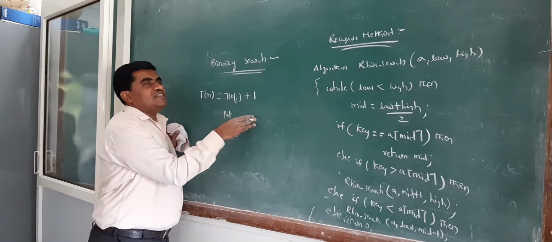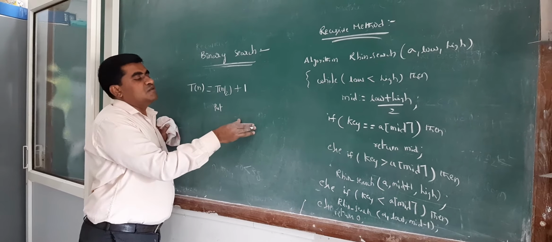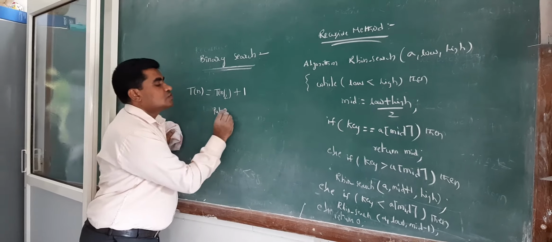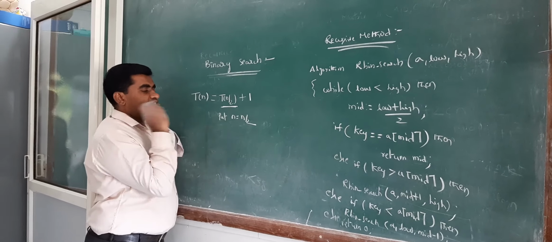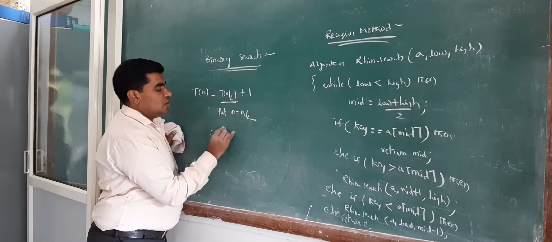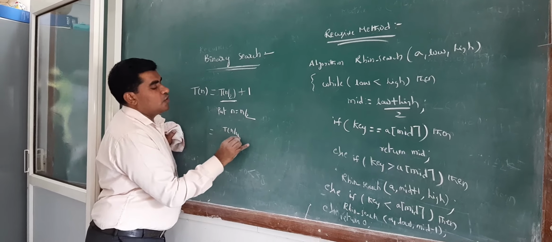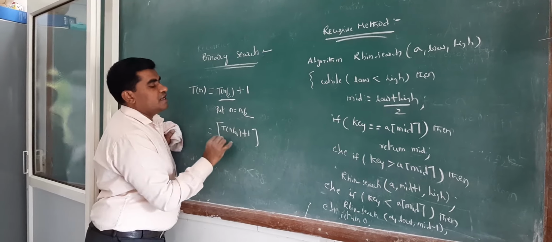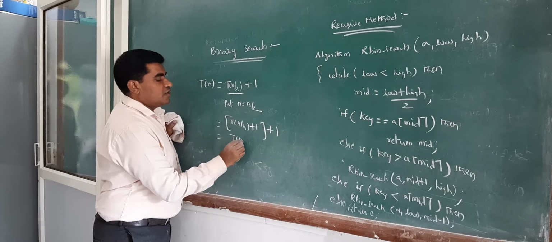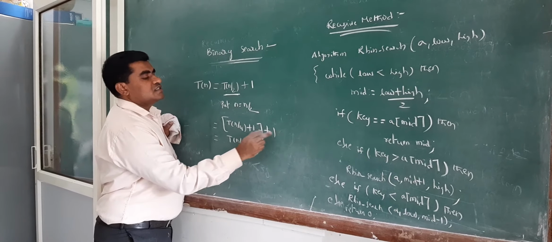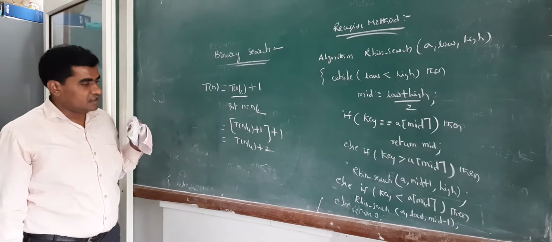If 5 elements are there, we split into 2 and 3 elements. If 10 elements are there, 5 and 5. So put n equal to n by 2. Wherever the T of n function is there, we have to apply it. So T of n by 4 plus 1, with the earlier plus 1 already there. So now T of n by 4 plus 2.